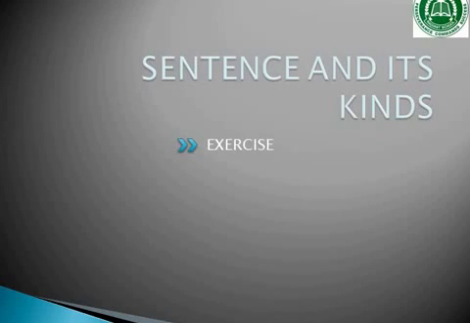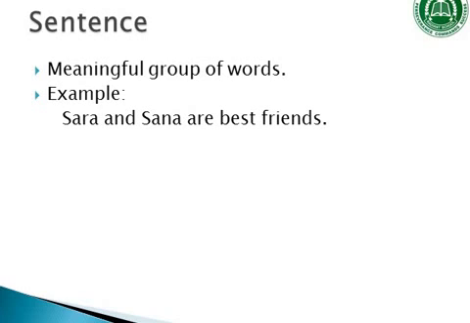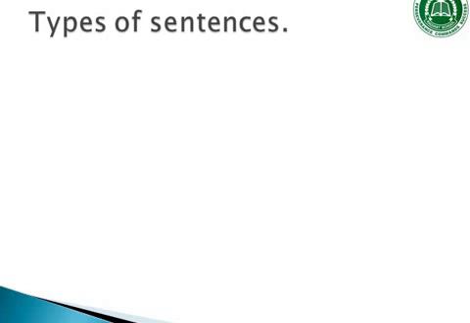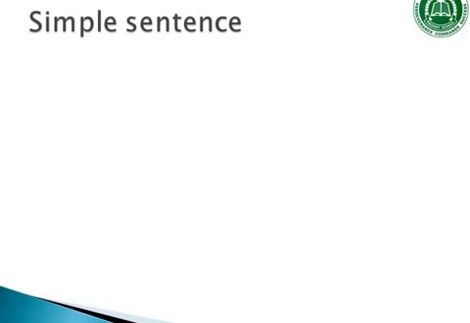Now let's define the sentence and its different kinds. Students, sentence is a group of words that has complete sense. For example, Sara and Sana are best friends. I like rain. We have 3 types of sentences which are simple, compound and complex sentence, but here we are concerned only with simple sentence.